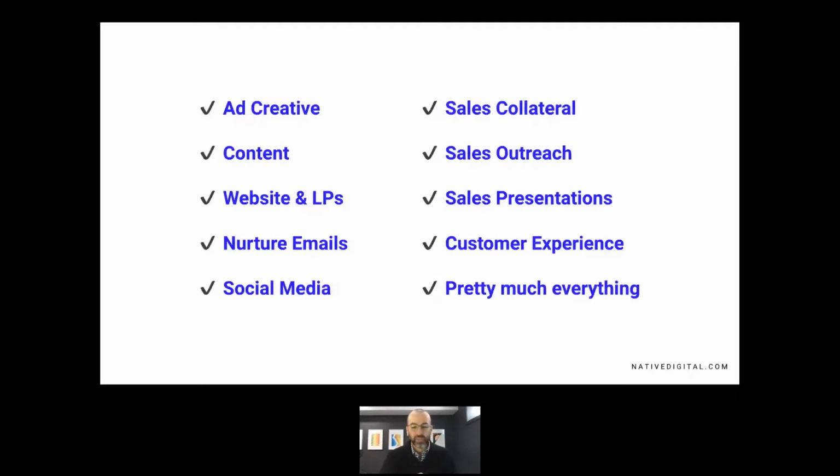If you look at the places where a strong message is beneficial, it's everywhere. It's helpful in ad creative, content, website landing pages, nurture emails, social media, sales collateral, sales outreach, sales presentations, even in the customer experience. It's pretty much everything. There aren't many things that project what the product value prop is that don't include messaging.